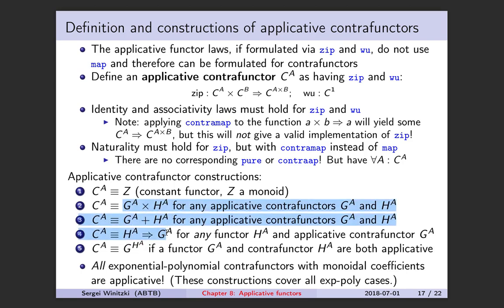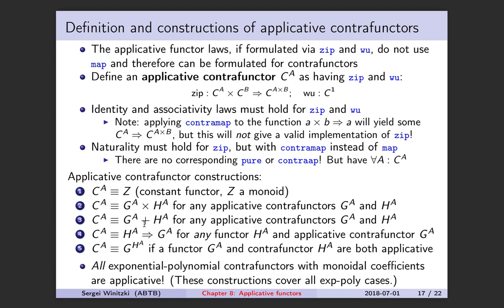If we have these three constructions, we can build up an arbitrary exponential polynomial contrafunctor with monoidal coefficients, as long as all the constant types that occur must be monoids. So this is what it means to have constant coefficients for exponential polynomial contrafunctors. And then we have covered all possible contrafunctors. So essentially, all exponential polynomial contrafunctors with monoidal coefficients have an applicative instance through these constructions.